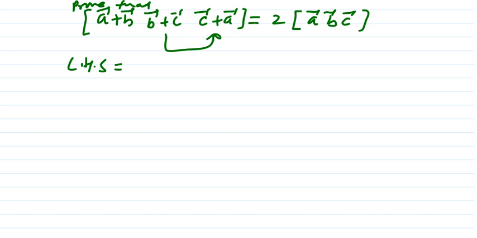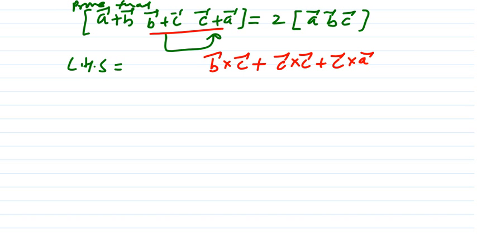So if we have to find the scalar triple product of these three vectors, we can take the cross product of these two. So taking the cross product of these two, we will get B cross C plus C cross C plus C cross A plus B cross A. We will get the four vectors. This goes to 0 because the cross product of a vector to itself is 0.